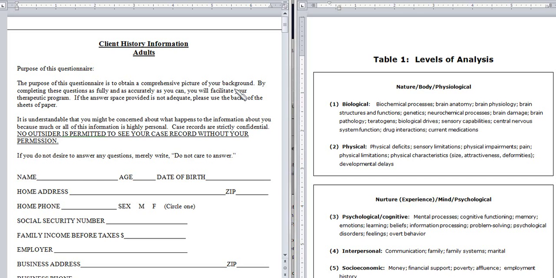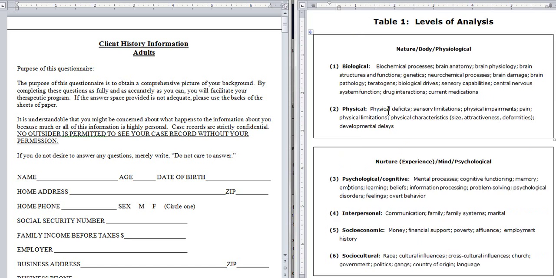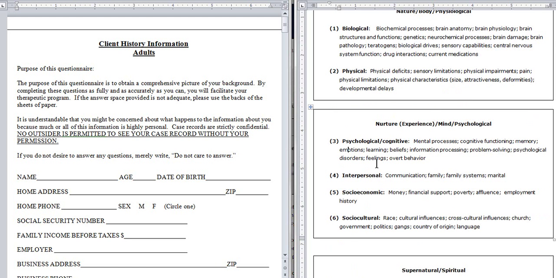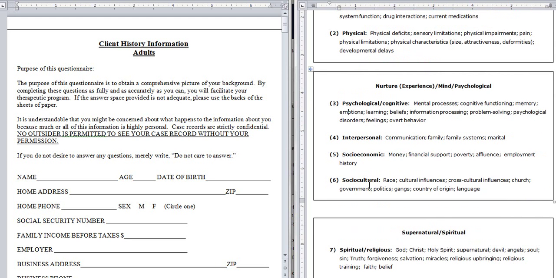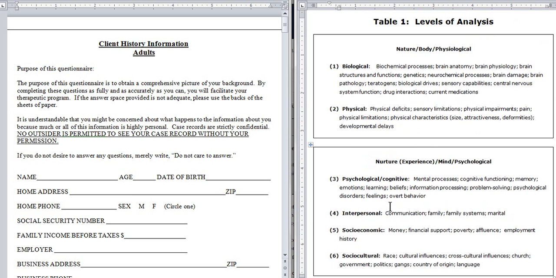We're going to use a female here. And how she might have developed that problem and what she sees as the nature of the problem, etc. It's going to be a lot of information. And a lot of it's going to be tapping into, look over to the right here, on the levels of analysis that we've already looked at. Biological, physical, psychological or cognitive, interpersonal, socioeconomic, sociocultural, and spiritual. So we're trying to get some information on a lot of different levels of analysis.